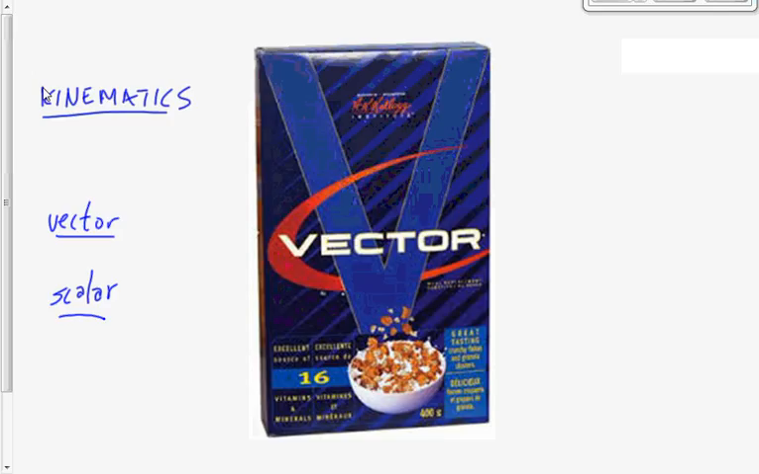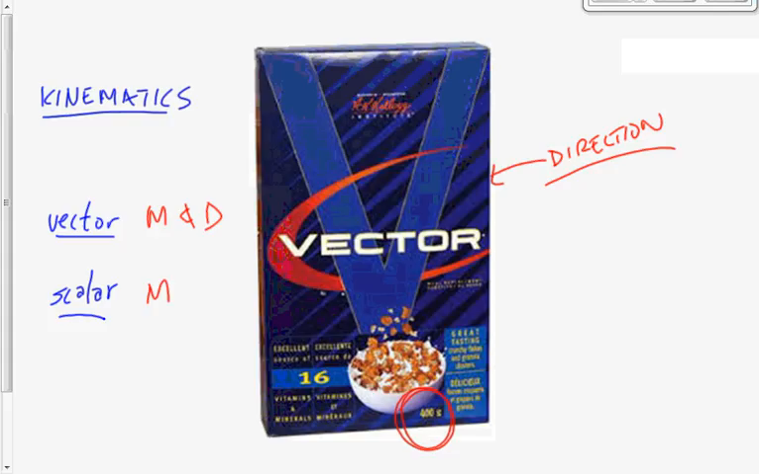You see the magnitude down here, 400 grams is the size of that box, the magnitude of the box. That would be applicable to both a vector and a scalar because both of them have magnitude. But a vector, if you were to look at the side of this box, has direction as well. A vector has both magnitude and direction, whereas a scalar has just magnitude.